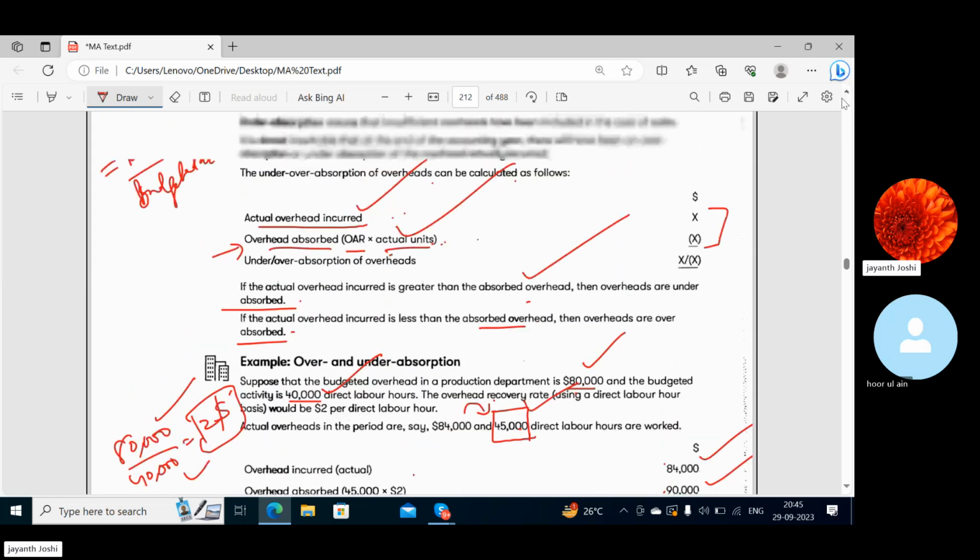One thing you should understand: under absorption, over absorption. Over absorption is a negative value, under absorption is positive.